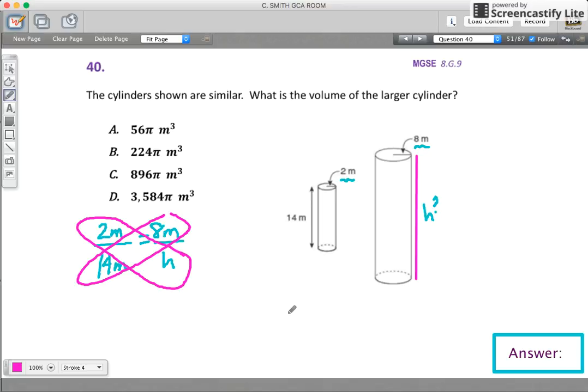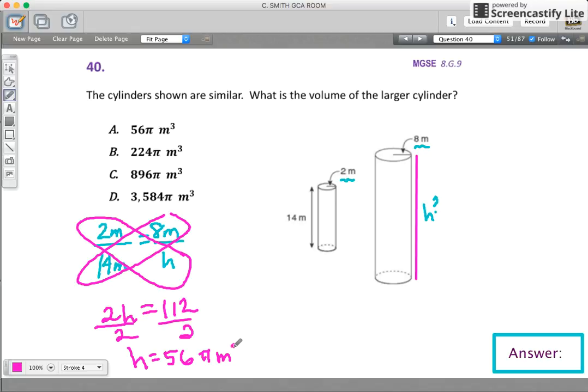All right, so 14 times 8 is going to give us 112. All right, and then we've got 2h here. Okay, so we're going to divide both sides by 2. We're going to end up with 112 divided by 2, which is 56. So the height of the larger cylinder is 56.